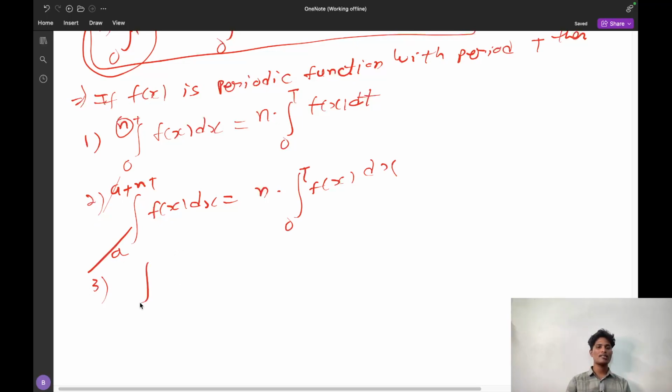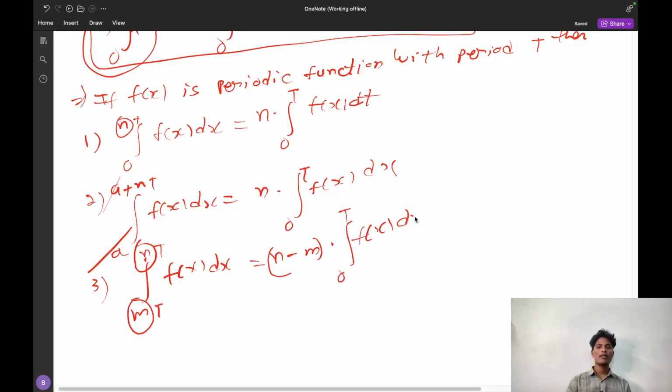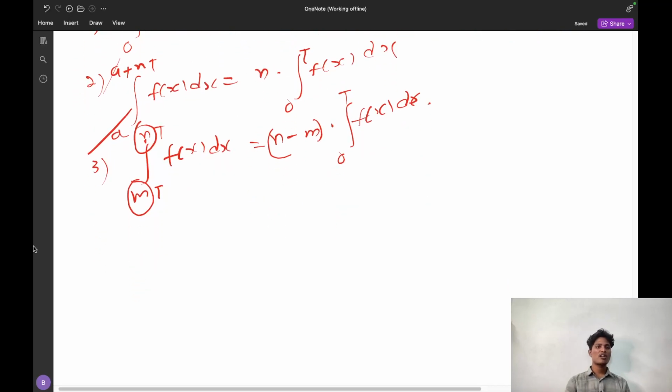And another point, that is integral m t to n t, f of x dx. Now here comes the cyclic, that is n minus m, that is n minus m into integration 0 to t f of x dx. These are all the properties you have to remember.